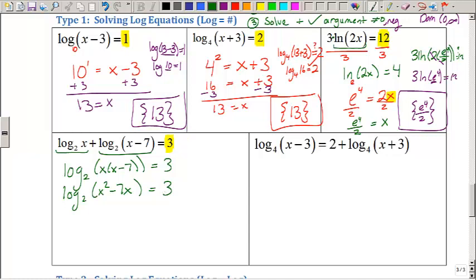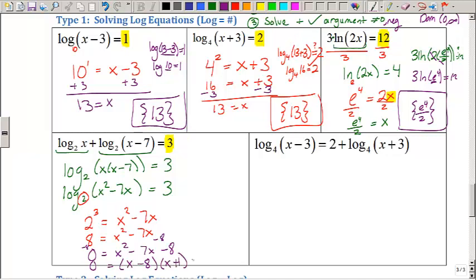Step 2 says change from log form to exponential. My base here is 2, so that gives me 2 raised to the 3rd power equals x squared minus 7x. And now I'm left with a quadratic equation, which I can solve by factoring. I'm going to move the 8 over to the other side. So I factor and get x minus 8 times x plus 1. So my two potential answers are x equals 8 and x equals negative 1.